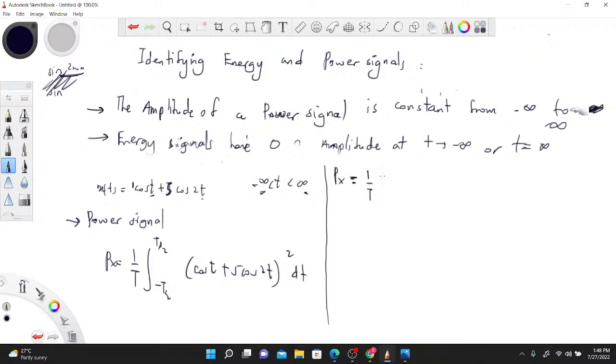So Px is 1 over T integral minus T over 2 to T over 2 here. So I get cos squared t plus 2 times 5, so plus 10 cos t cos 2t, plus 25 cos squared 2t dt. I'm sorry, I was coughing, so I didn't get to write this part at all. So now let me clean this part. We know how to identify it. Let me clean this part and you solve the question.